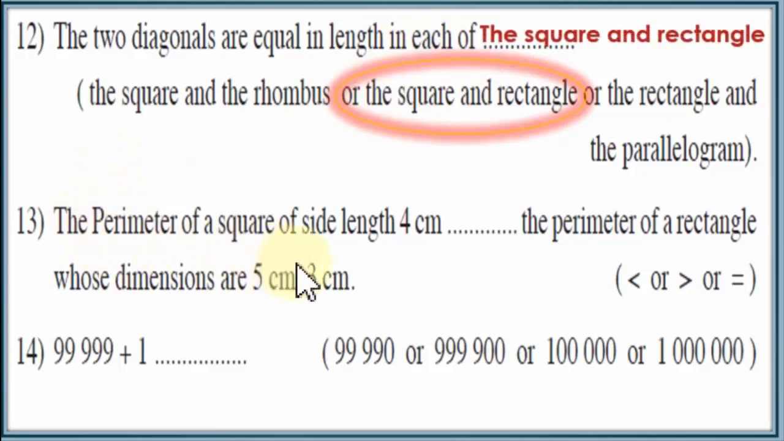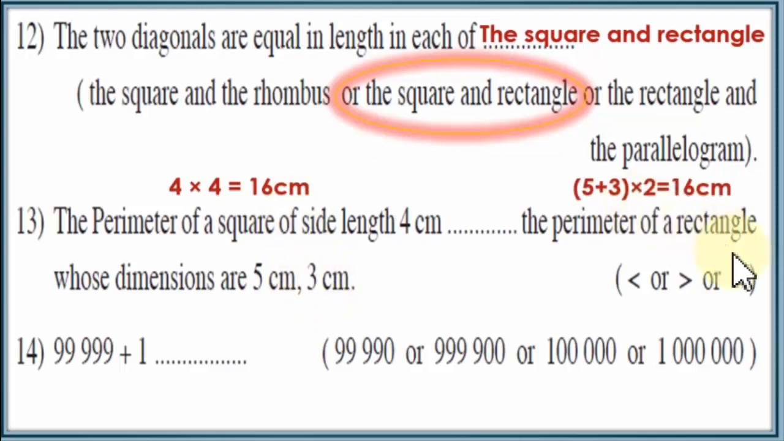The perimeter of a square of side length 4 cm equals 4 times 4 equals 16 cm. And the perimeter of the rectangle whose dimensions are 5 cm and 3 cm equals length plus width all times 2. So we will add 5 to 3, then multiply the sum by 2. 5 plus 3 equals 8. 8 times 2 equals 16. So 16 equals 16. Put equal sign.